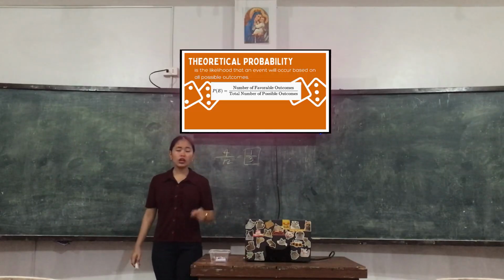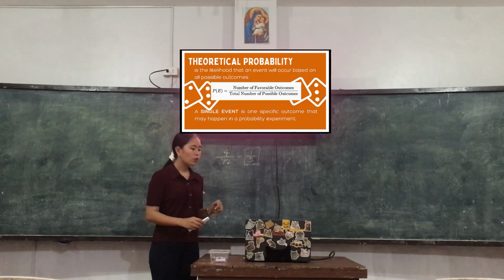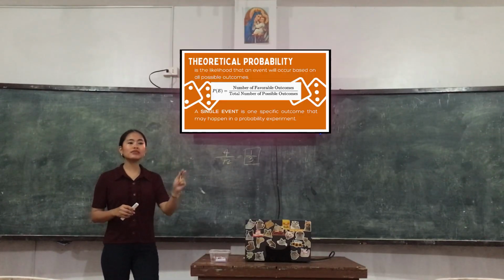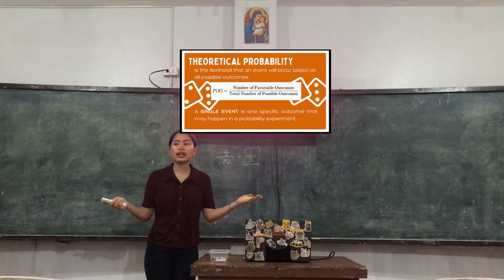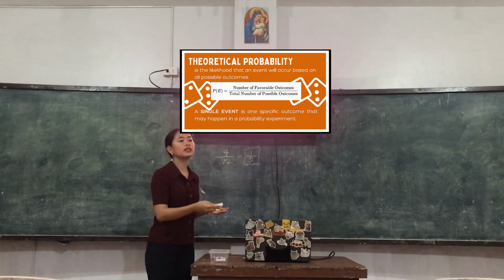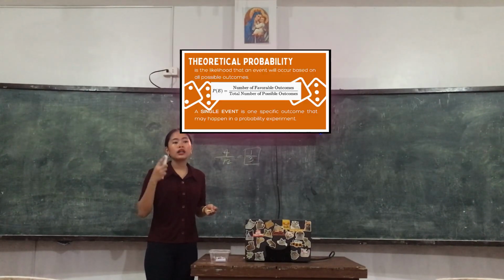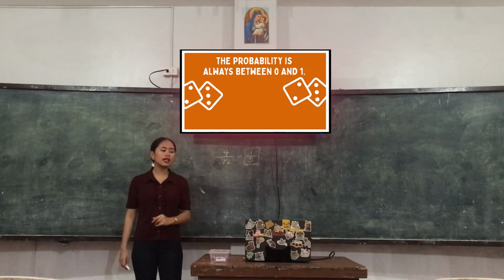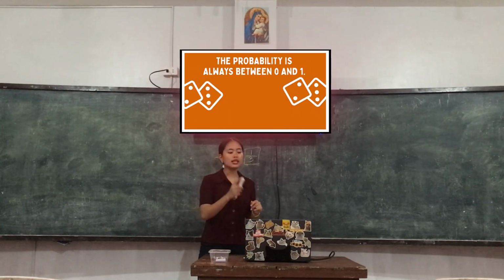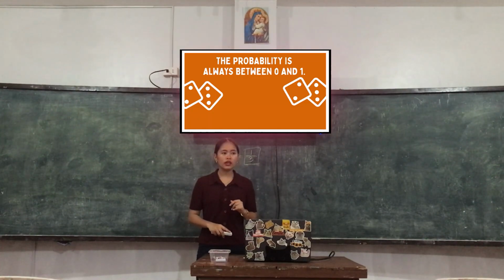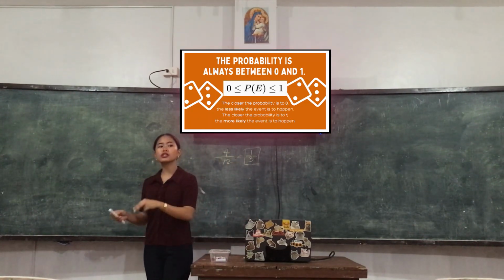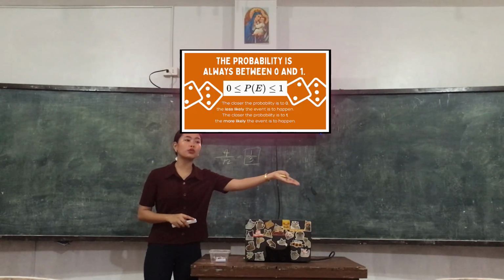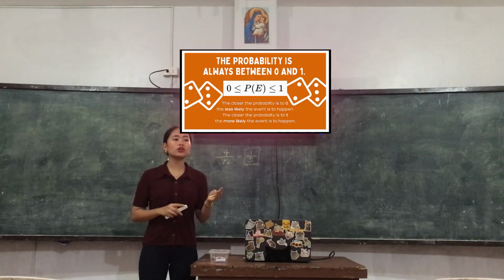A single event is one specific outcome that may happen in a probability experiment. Most of the time, when you just theorize about a certain probability or experiment, you are using theoretical probability. In probability, the probability is always between 0 and 1. If it is closer to 0, then it is less likely to happen. If it is closer to 1, then it is more likely to happen.